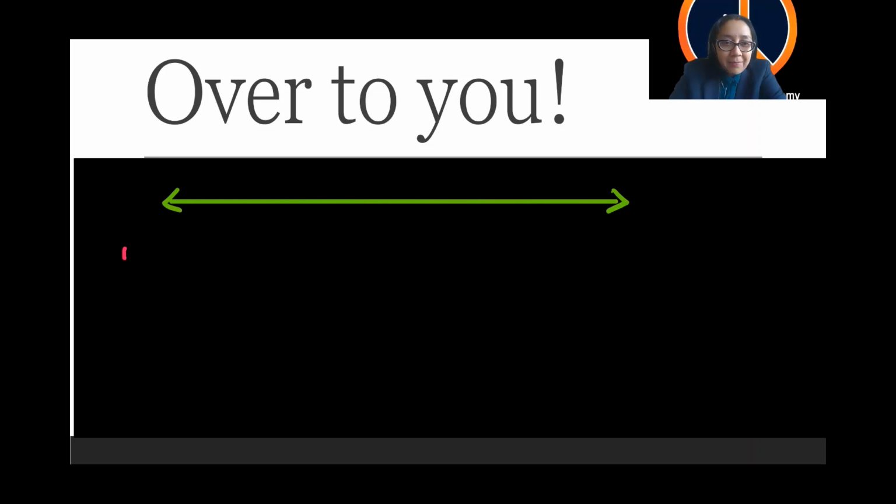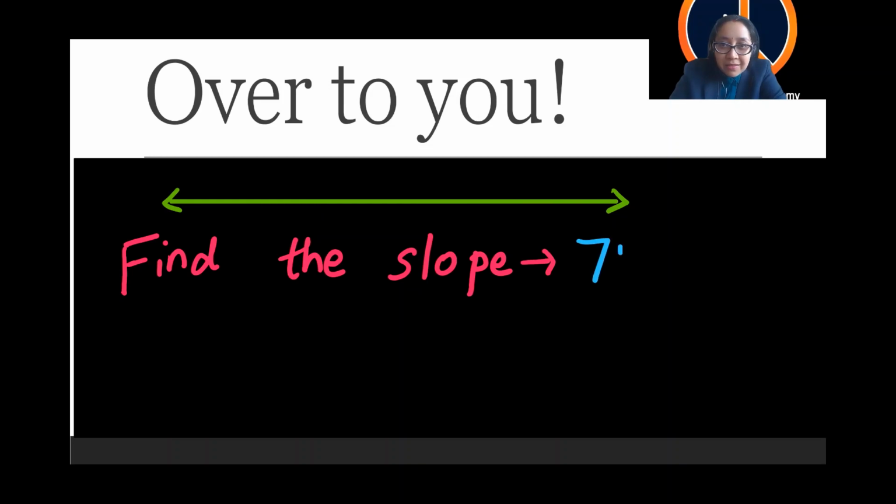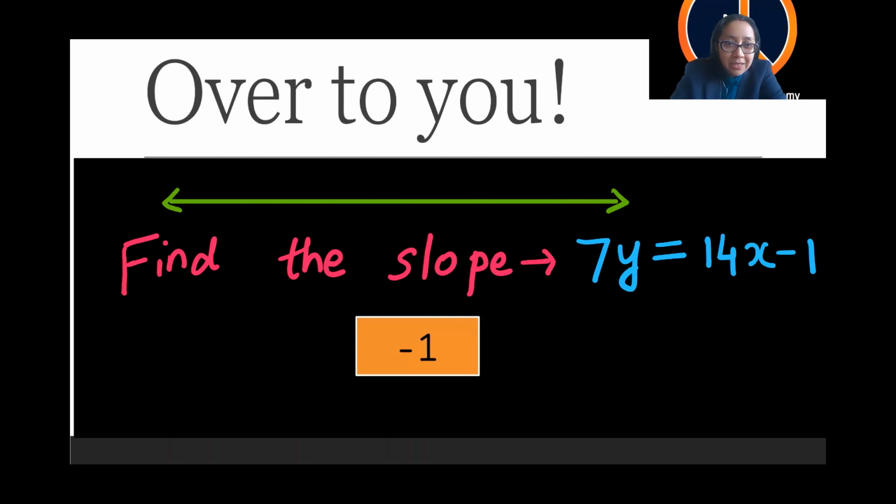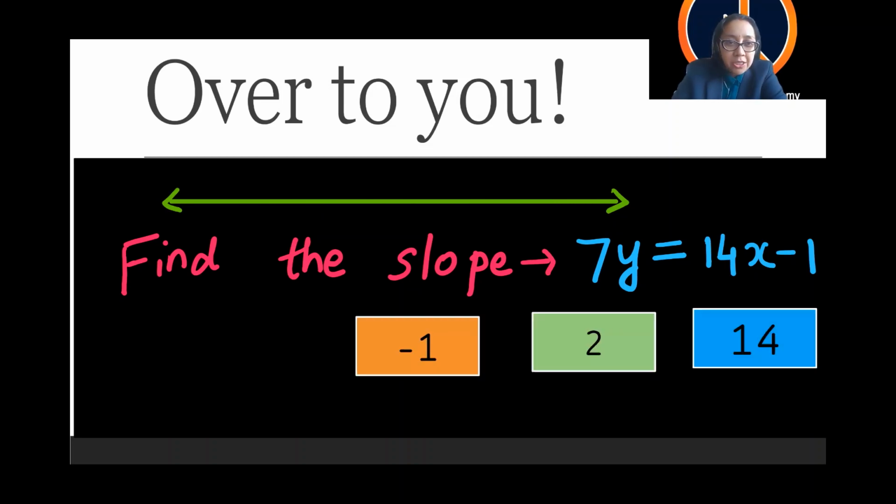So this is a line segment whose equation is given as 7y is equal to 14x minus 1. Okay. So what you have to do, you have to also calculate the slope of this particular line segment. And the options given are minus 1, 2, and 14. Come on, write down in the chat. Let me see how many of you can write down the answer correctly. Your time starts now.